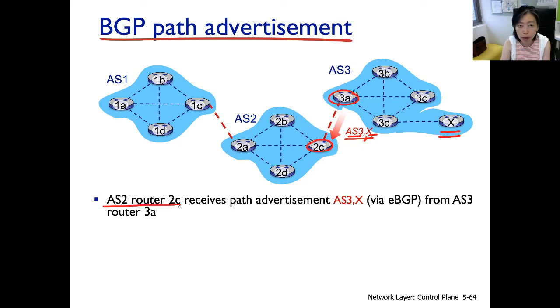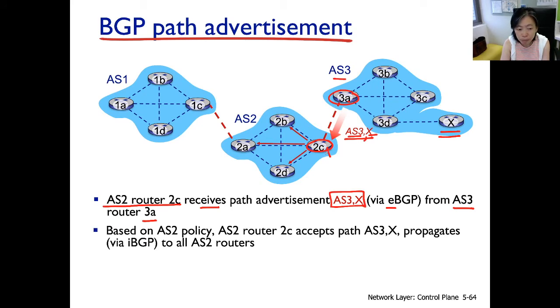So AS2's router 2C receives path advertisements like this. And this is through the exterior BGP connection. And the advertisement came from AS3 and from router 3A. So 3A of AS3. Now, if you recall in the very early slide, the border router here will then propagate the AS path throughout all routers in the network. But no, there's import policy. So the exact process is more like this.